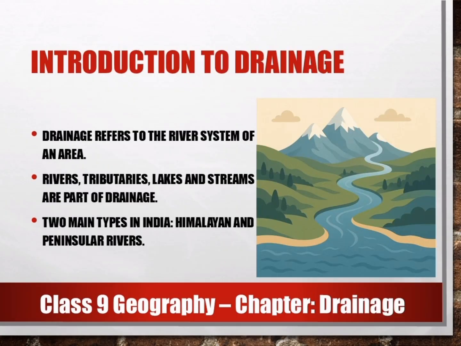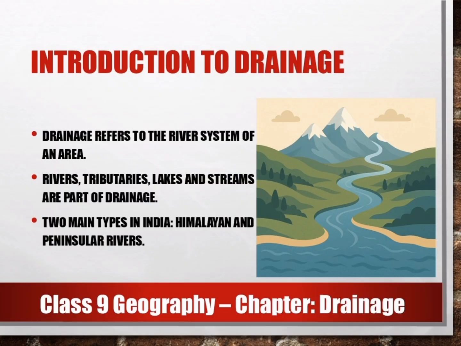So now we are going to start the introduction to drainage. Drainage refers to the entire network of rivers and streams in an area. It includes the main river, its tributaries which flow into it, and tributaries which branch off from the lake and also form part of this system. Drainage helps to remove extra water from the land. A well-developed drainage system prevents waterlogging and supports agriculture.